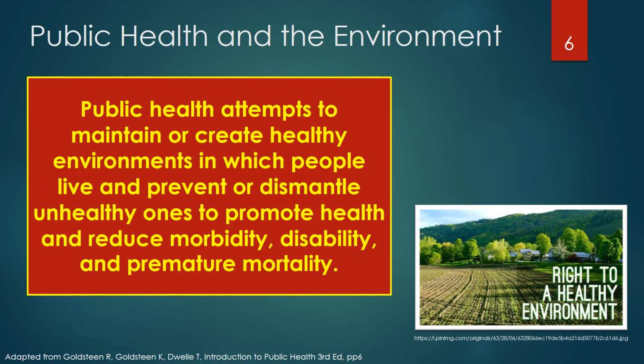The environment or context in which people live influences how they live and their health outcomes, for better or worse. Public health attempts to maintain or create healthy environments in which people live and prevent or dismantle unhealthy ones to promote health and reduce morbidity, disability, and premature mortality. The way public health attempts to affect the environment or context is the story of public health practice and reflects public health ecological models. These models are not static but kinetic, changing as needed to respond to health problems predominant at the time.